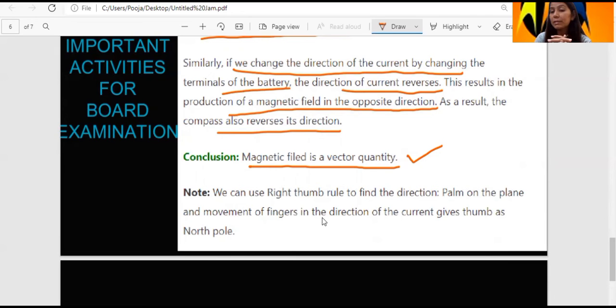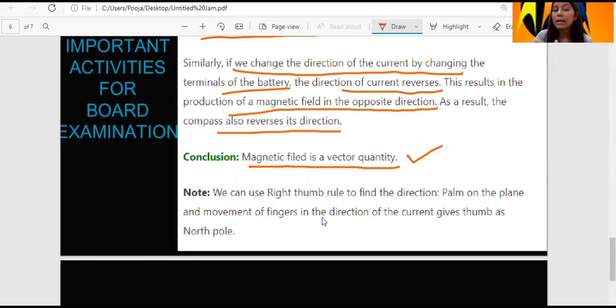That I will let you know later on. So how? When the current is in the upward direction, the direction of your magnetic field is what? In the anti-clockwise direction. When the direction of current is in the downward direction, this is the thumb and it shows the downward direction. The direction of magnetic field lines lies in the clockwise direction. So you can do it by yourself. You can find it out.